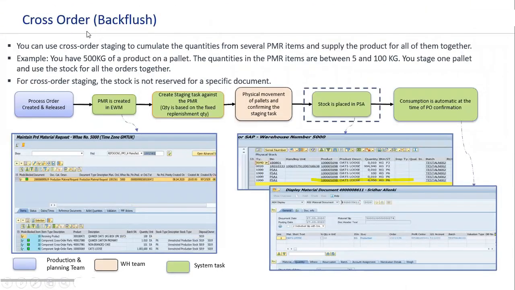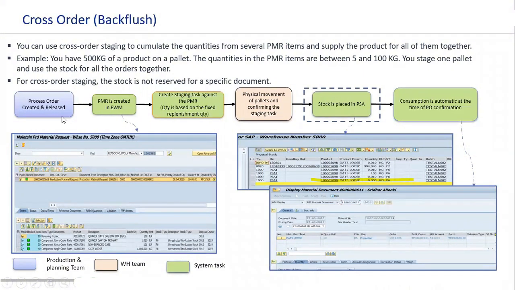So this is cross order with backflush. You can use cross order staging to accumulate the quantities from several PMR items and supply the product for all of them together. So for example, you have 500 kilograms of a product on a pallet. The quantities in the PMR items are between 5 and 100 kilograms. You stage one pallet and use the stock for all the orders together. For cross order staging, the stock is not reserved for a specific document.